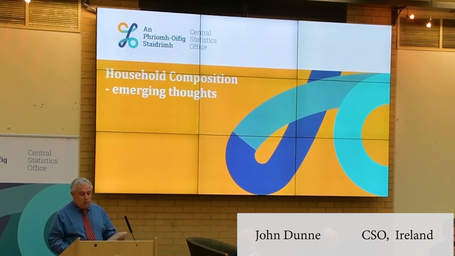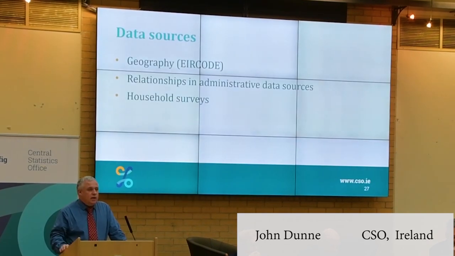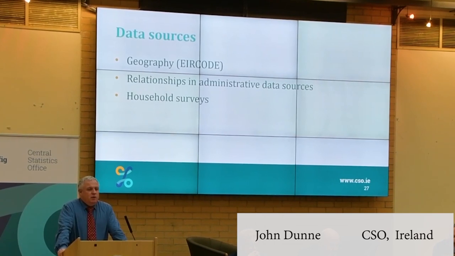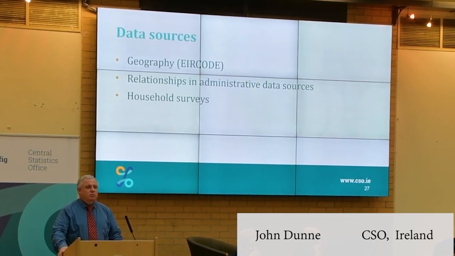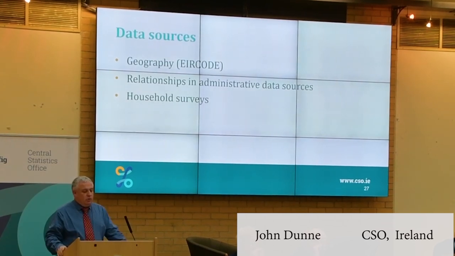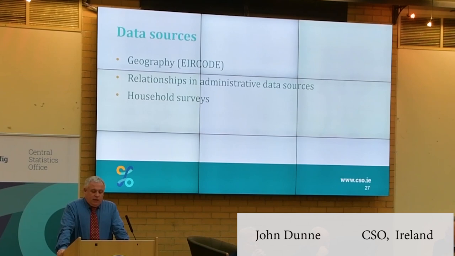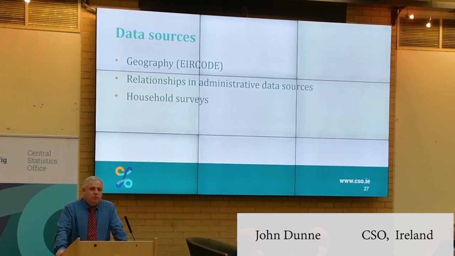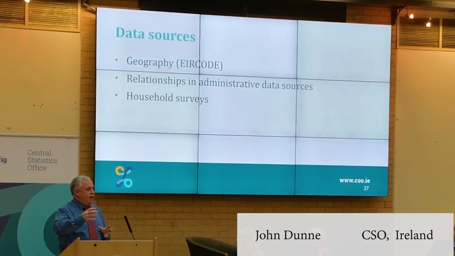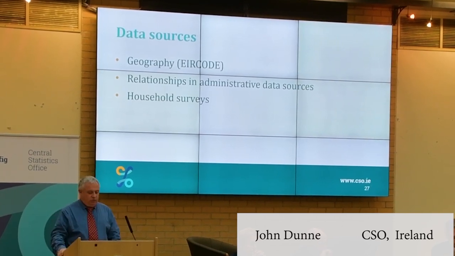Again, this is just some emerging thoughts and just the type of thinking that we have to do here. So the data sources we have at our disposal, as Paul mentioned earlier, if we have people with the same Eircode in administrative systems, that provides some evidence that they reside in the same dwelling, and we can put them together in terms of household composition. There are also other relationships in the administrative data sources. For example, the child benefit systems will allow us to link children to a primary carer, so we'll get a parent, typically the mother, and child relationships through that data.